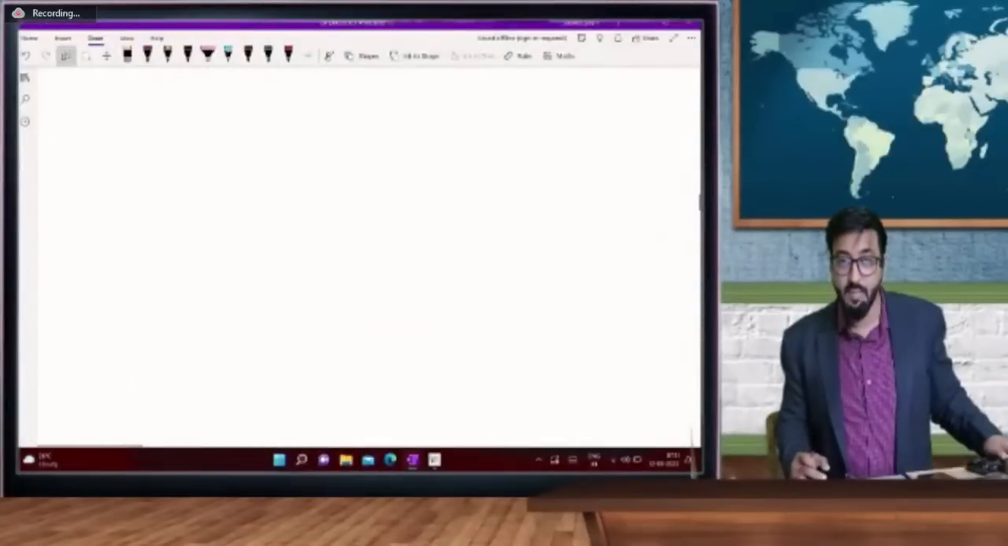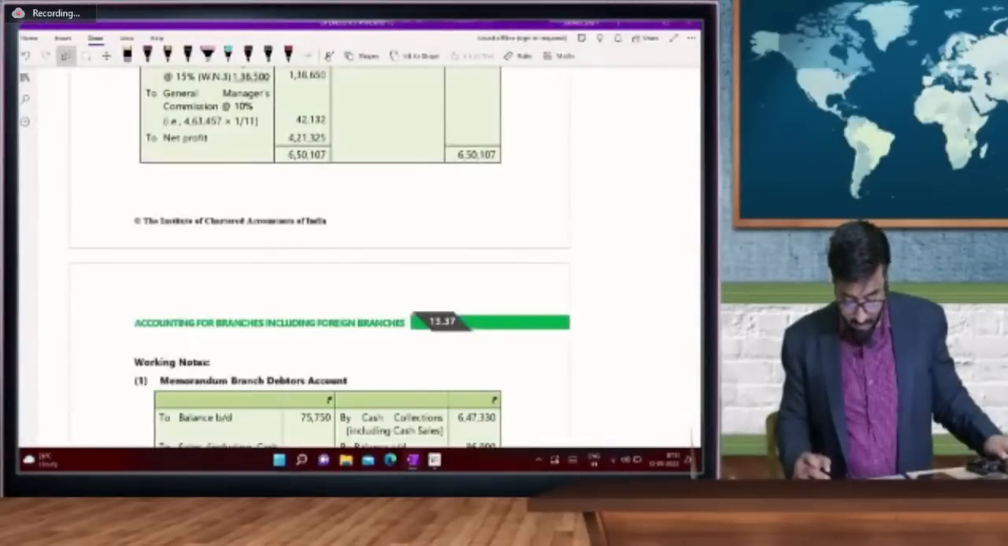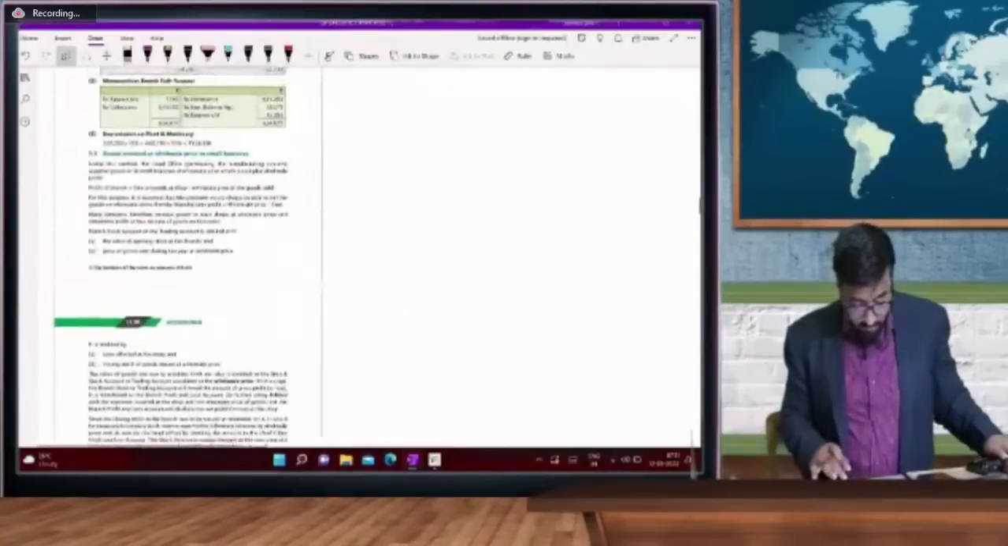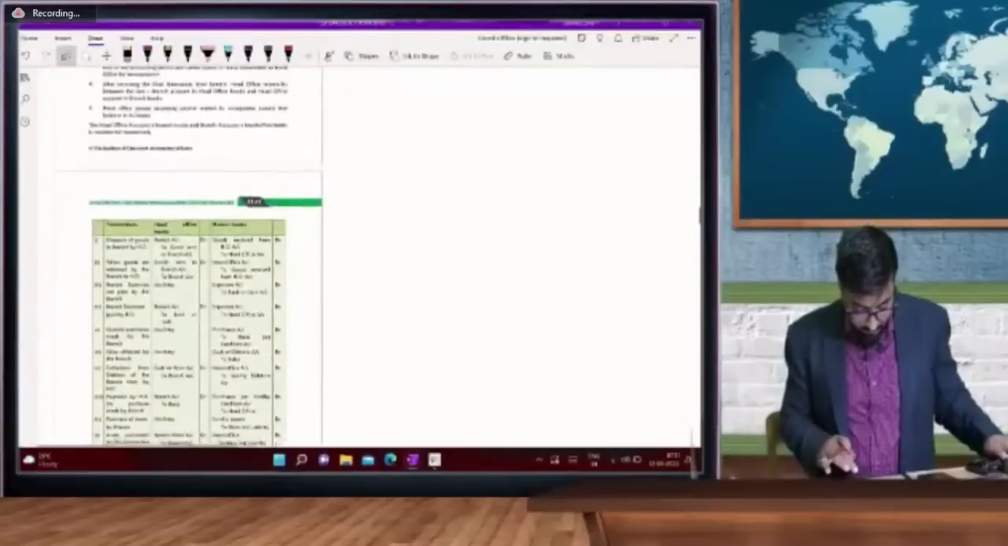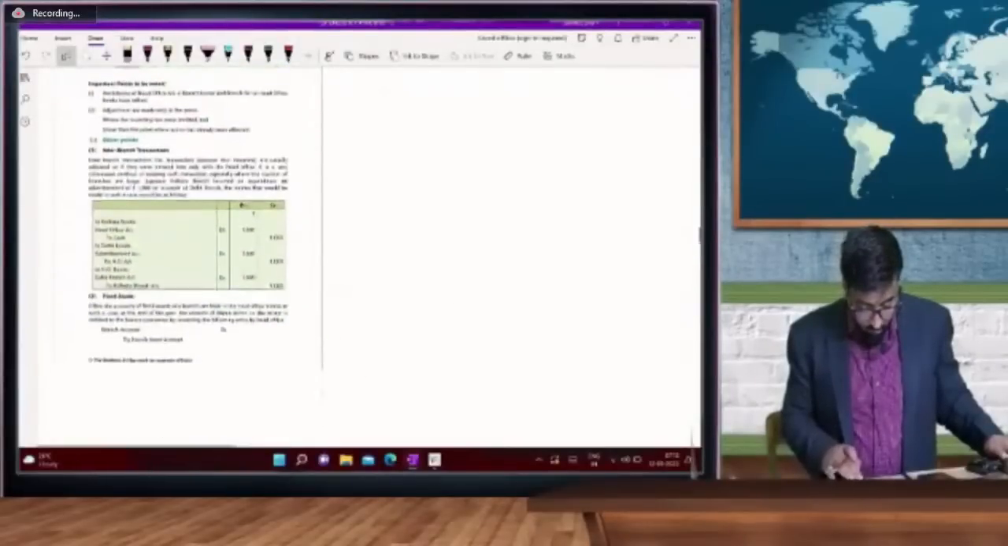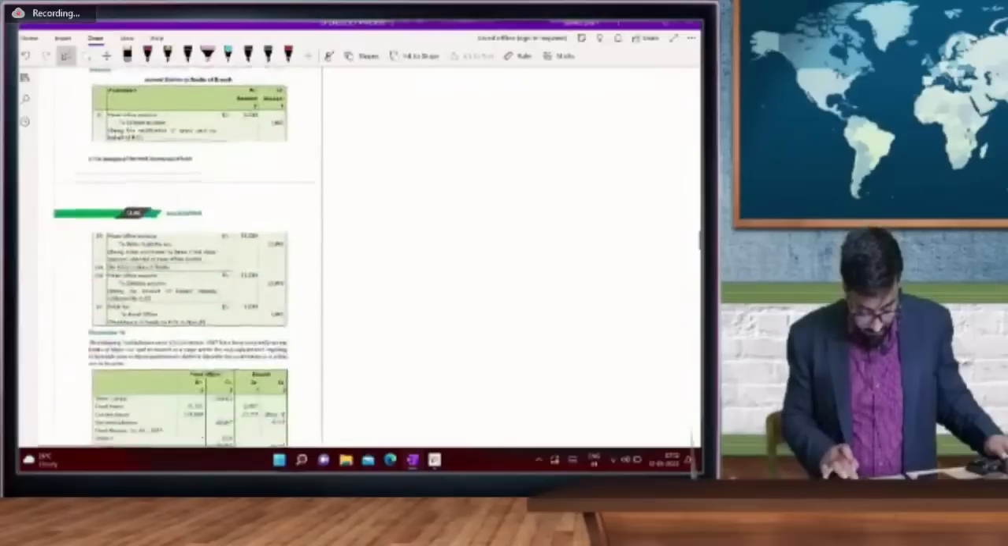Come to illustration number 10. Quickly, write down the first theory part. I just want to give you some theory. Reco part we have completed.